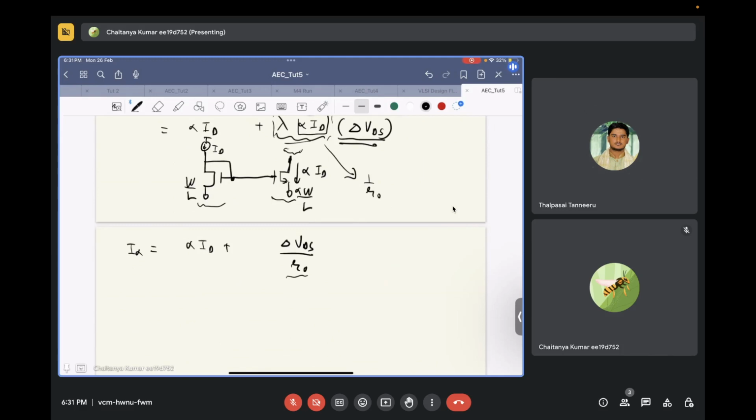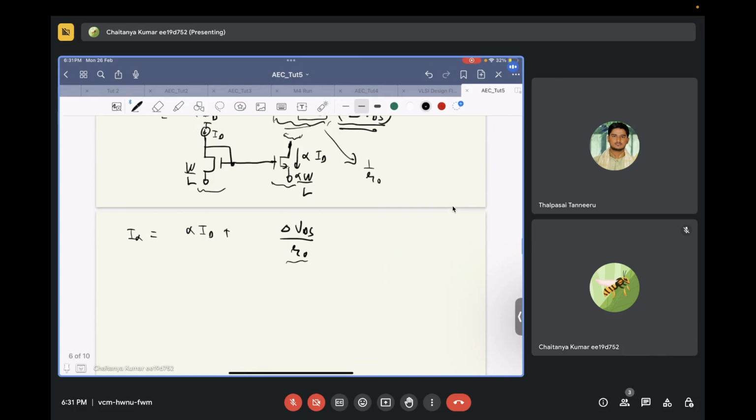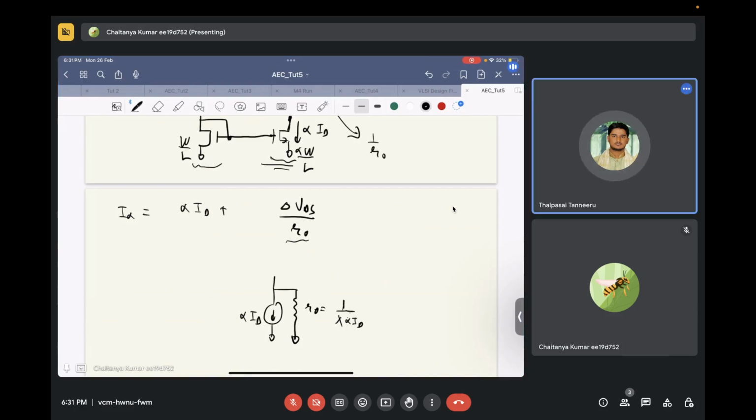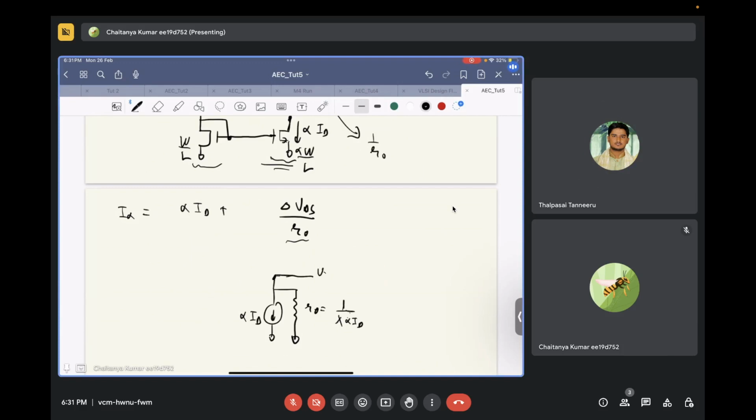So in conclusion, as far as small changes in the drain source voltage of this transistor are concerned, this particular current source can be modeled as a constant current of alpha ID in parallel to an output resistance R naught equal to 1 by lambda times alpha ID. Now, if there is VGS at this node, and this particular node will be connected to VGS.